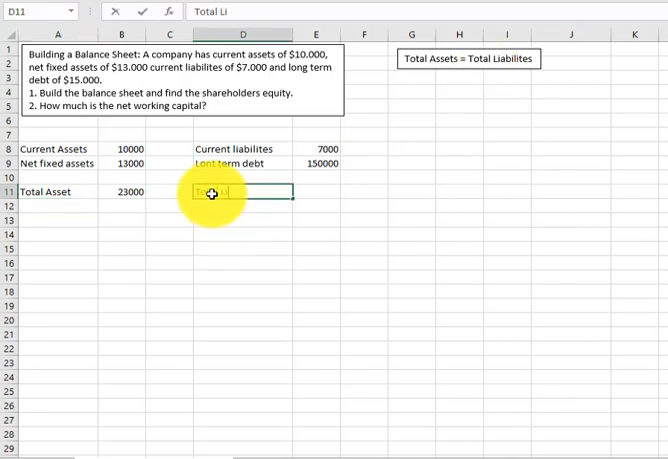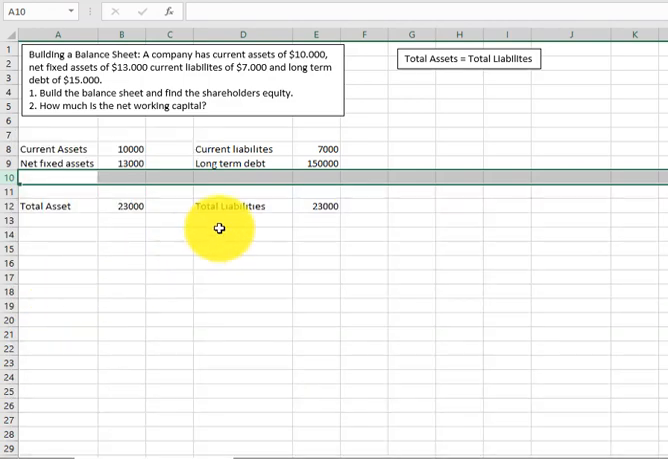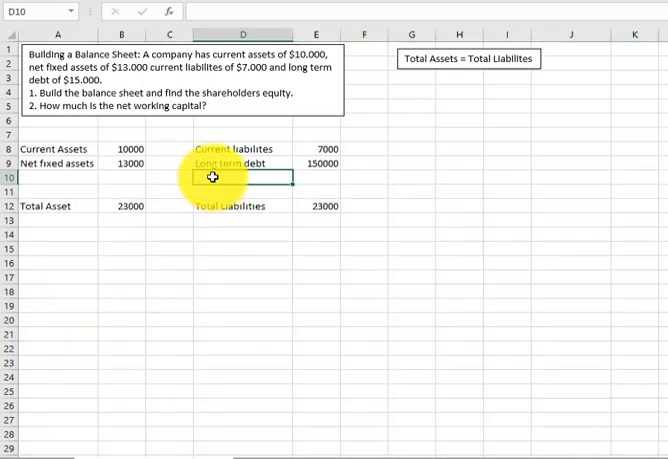So our total liabilities equal total assets. We need to change this to a G, long term. Now we need to find the shareholders' equity because equity is on the liabilities side of the balance sheet. We can calculate total liabilities minus current liabilities minus long-term debt. Ooh, an extra zero here.